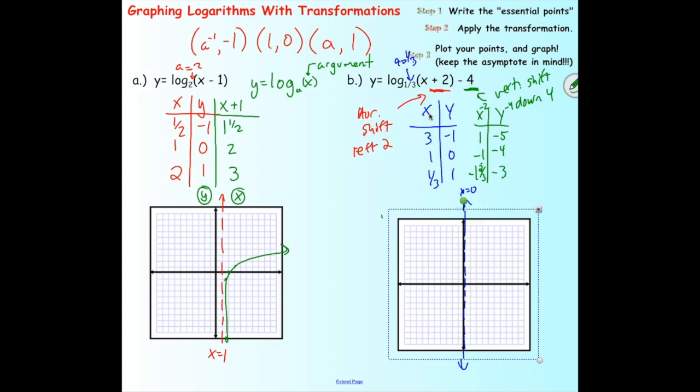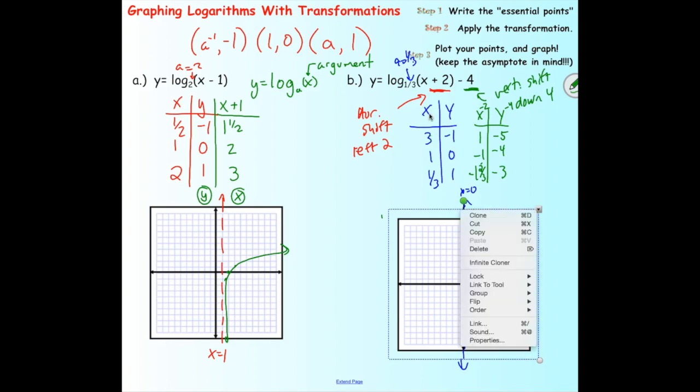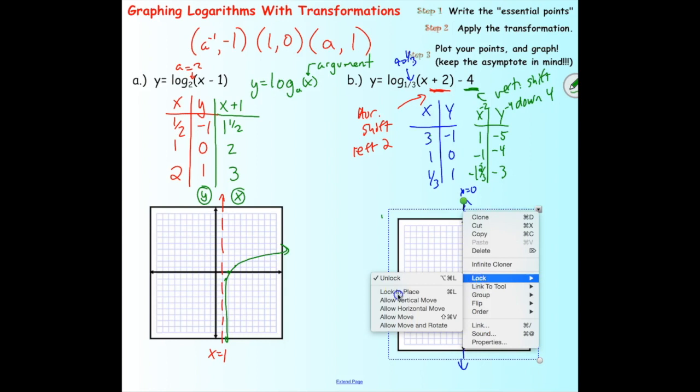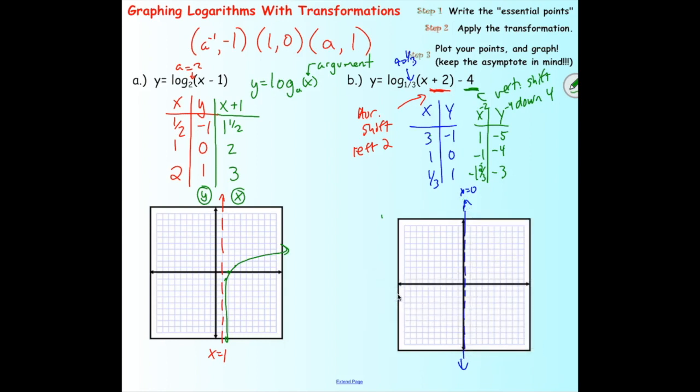I like it. That's very good. So now, this vertical asymptote, instead of being at x equals 0, because it was a shift left 2, is now going to be at x equals -2. Yes. So that vertical asymptote is now at x equals -2.